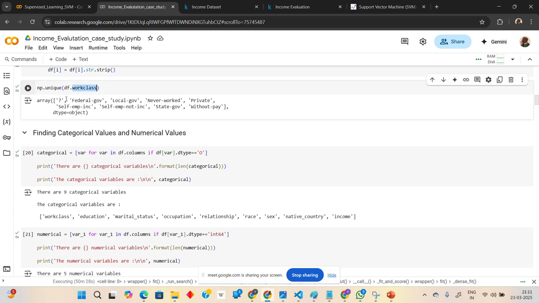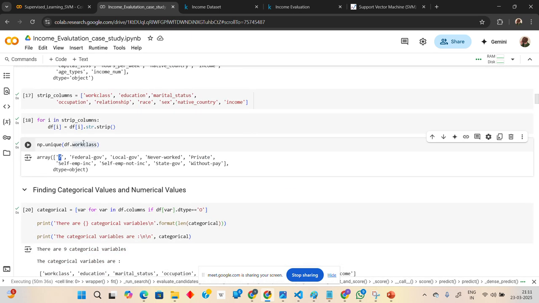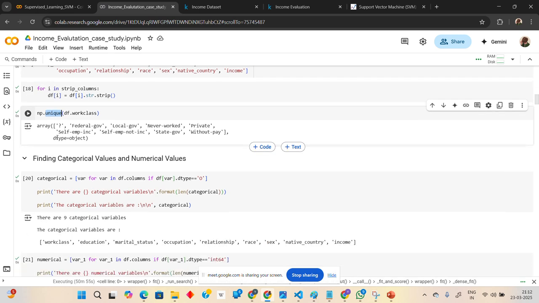See, in work class, actually, we have a column and we have a value as question mark. You can see the remaining columns, so far we did not identify. The first column where we identified the question mark is work class. This is the way unique is the function. I already explained unique, nunique, and value_counts. These functions help you know how many categorical values are there and how many times each categorical value has been repeated. So here question mark is there.